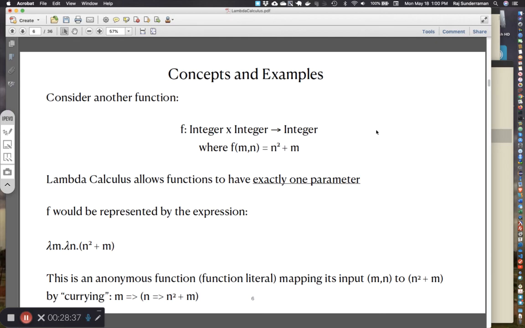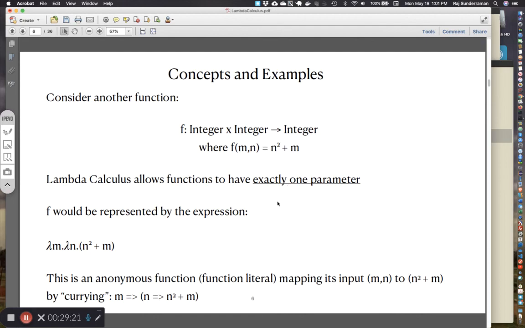All right, so continuing with the concepts, let's look at a different function. This time it is a two-parameter function, again in the mathematical notation. F is a function, and its signature is the inputs and the output, the domain and range. In this case, the domain is a Cartesian product, or you can think of it as two inputs, integer and integer, and the output is an integer. The function's definition is f of m comma n equals n squared plus m. It squares the second input, n, and adds it to m, and that's the return value.